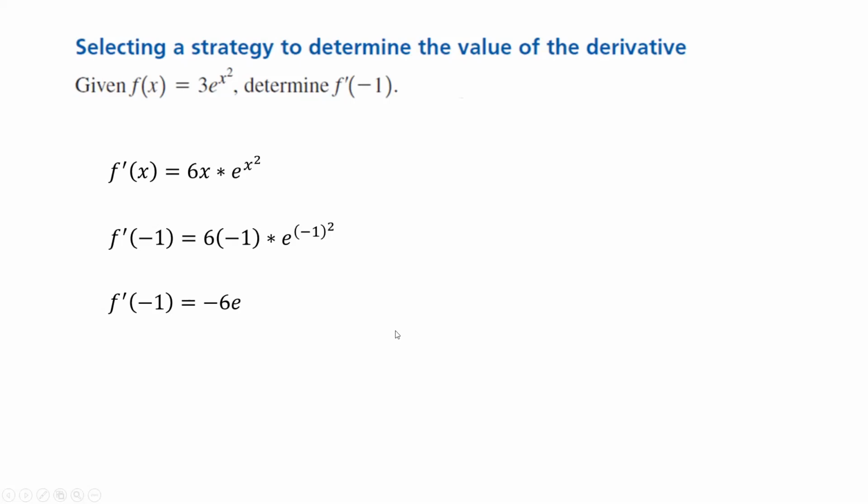Okay? All right. I got a question. Yeah, go ahead. Well, for e, whenever you have an e to an exponent, for the derivative of e, it's just always e, right? Yeah. Well, okay. E to the power.